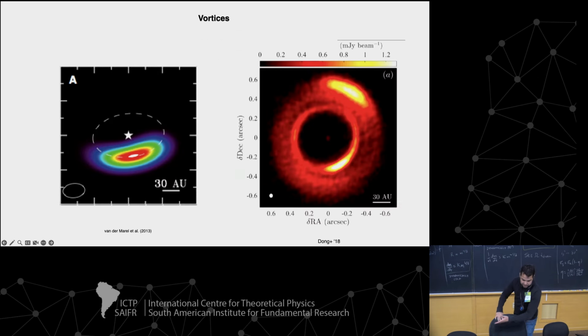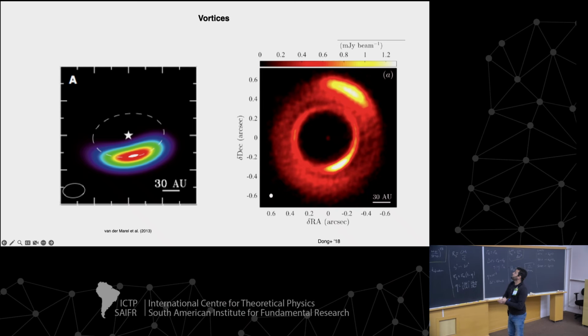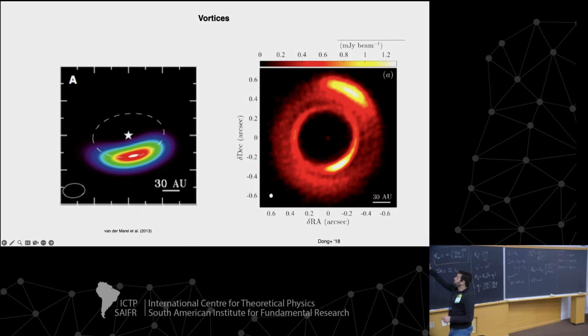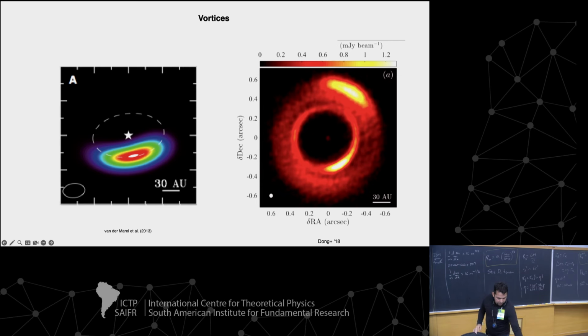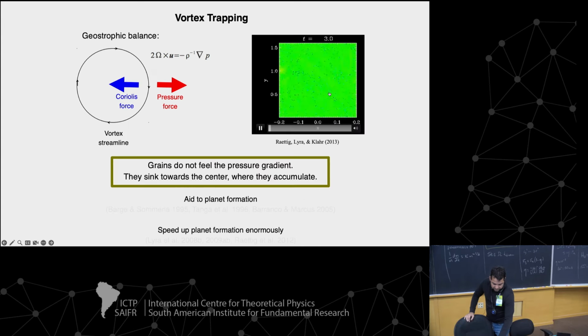by vortices. This is an observation of a disk. This is the disk around the star IRS Ophiuchus 48, and this is MWC 758. These blobs that you're seeing are dust, large dust grains, pebbles that are being trapped in what appear to be vortices. And these vortices are very good at trapping dust.